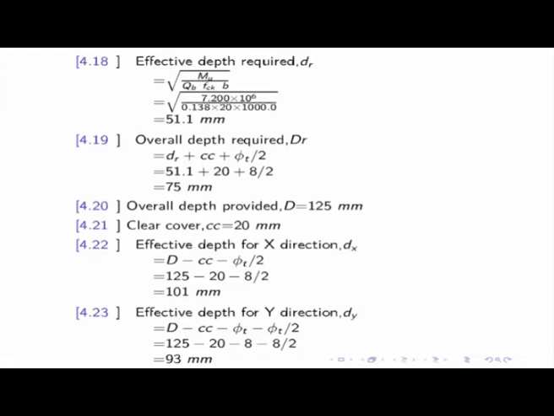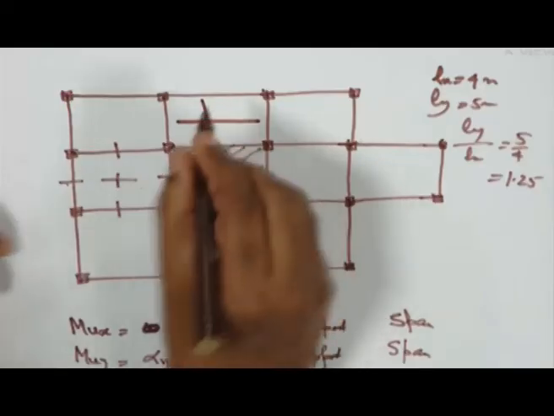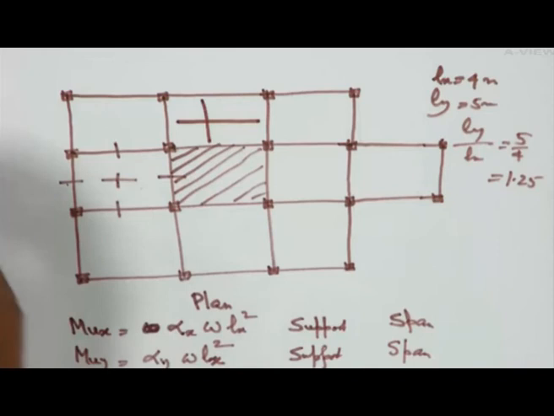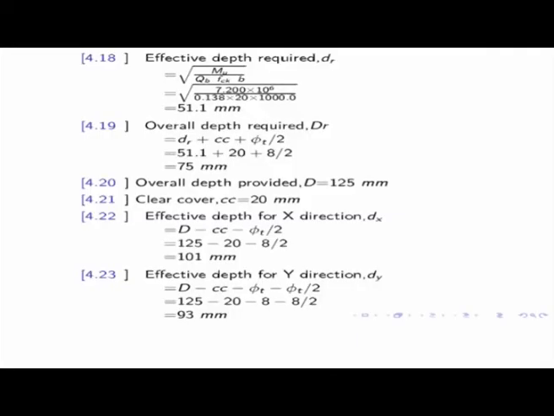Now here please see this one, this is very interesting to see. We are having reinforcement in two directions, one along X, let us say this way, another reinforcement like this. Now obviously the effective depths are not equal for both of the directions.